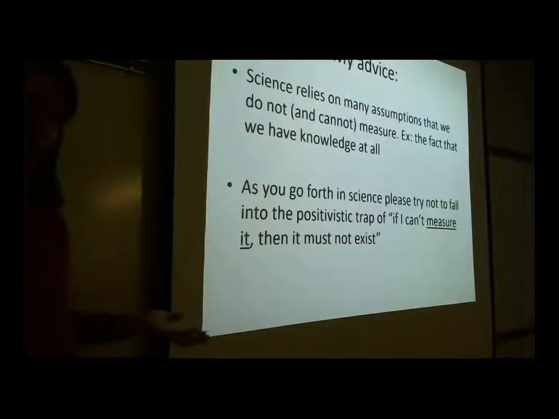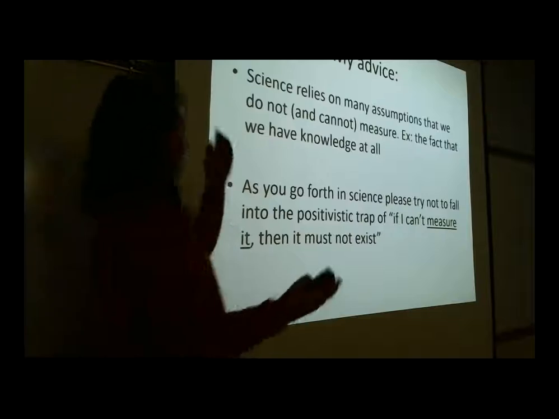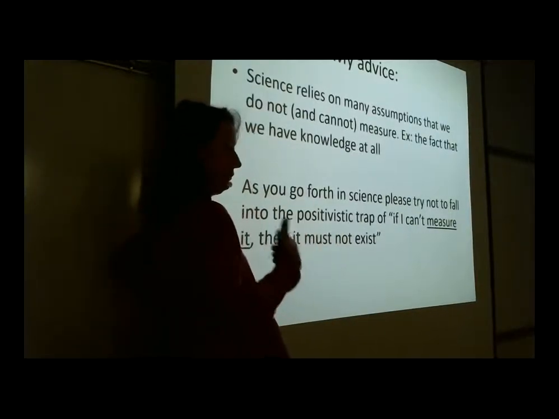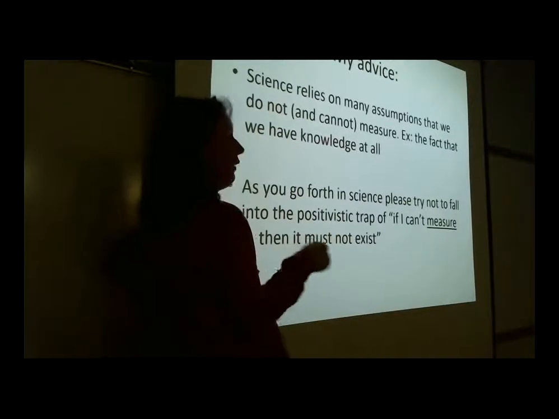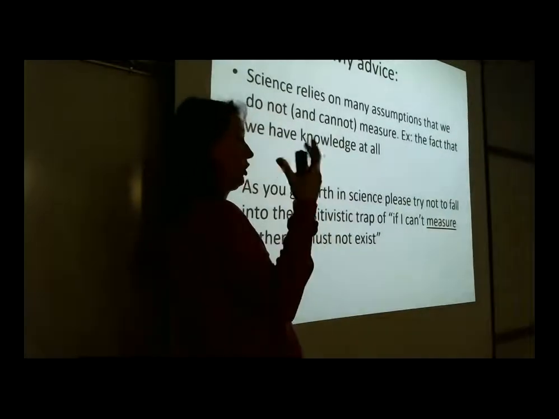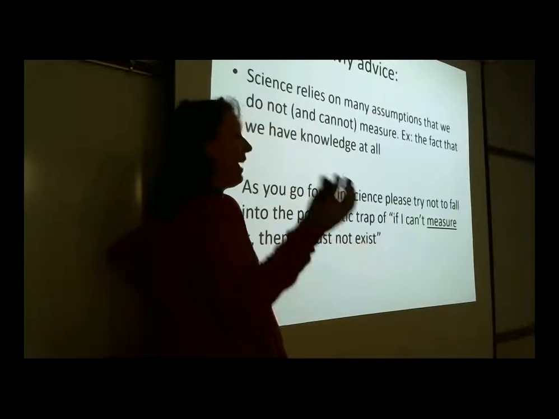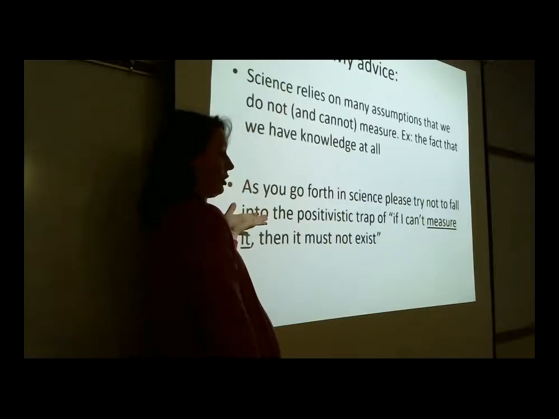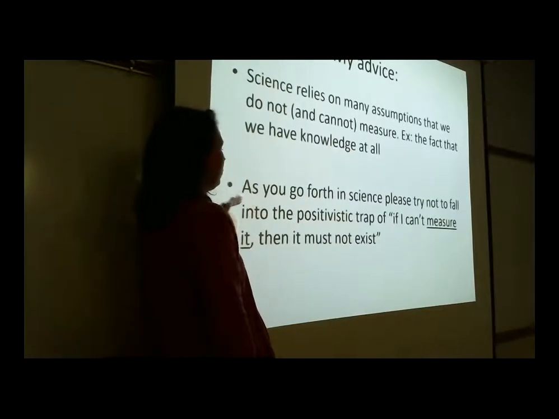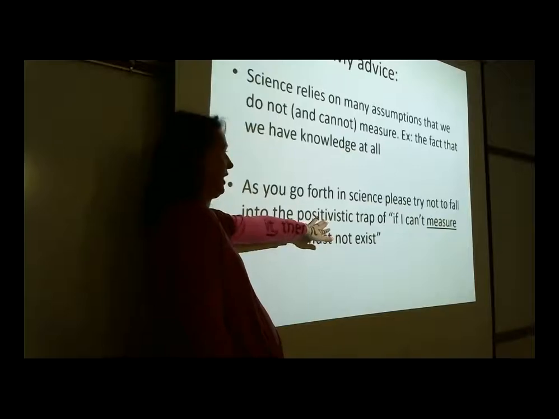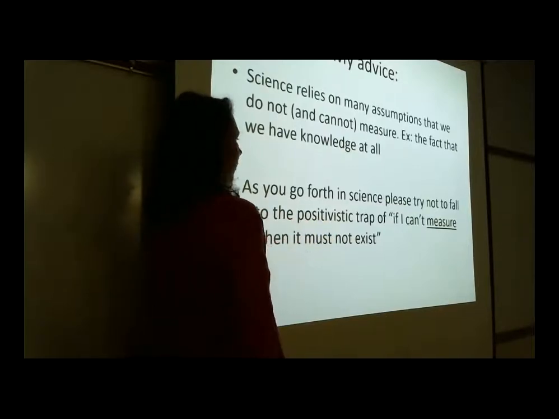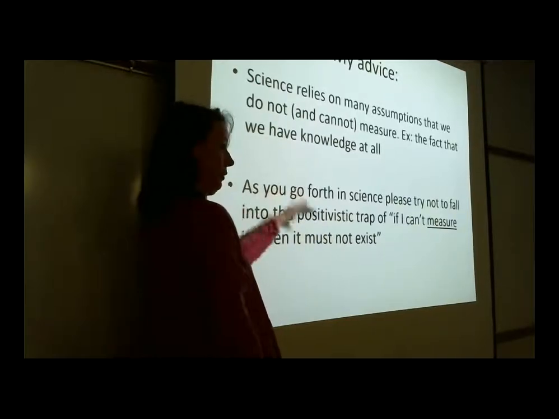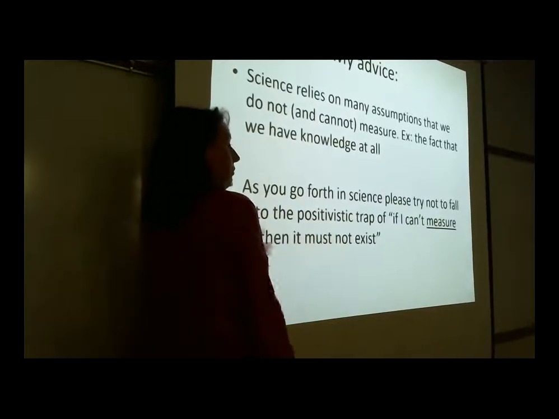So my advice to you as a science student: we as scientists rely on lots of assumptions that we can't measure, right? We can't measure the fact that we have knowledge at all. You can't measure your intellect other than a test, but again, intellect was used to make that test. So from me, my advice to you as you go forward is try to avoid positivism as much as you can, right? Don't fall into that trap of, if I can't measure it, then it must not exist, or if I can't measure it, it must not be important, or if I can't measure it, it must not have value.